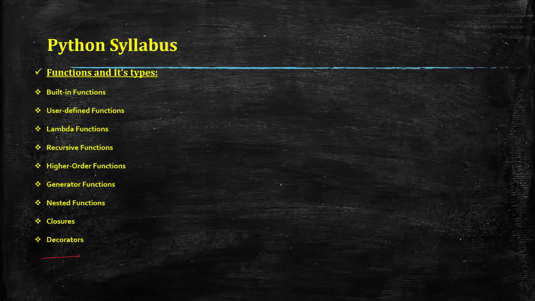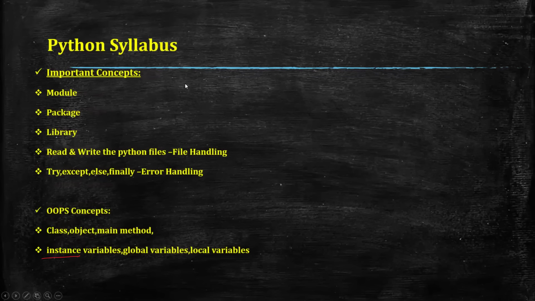And then after that, we are going to discuss modules, packages, libraries, and how to handle files: how to read, how to write, and error logging, nothing but exception handling, with try, except, else, finally. Other than that, OOPS concepts, which we are going to discuss in a limited manner, because it would take a lot of time. We will discuss whatever is required: class, object, main method, instance variables, global variables, and local variables. And we are going to show you how to execute the program using Python.